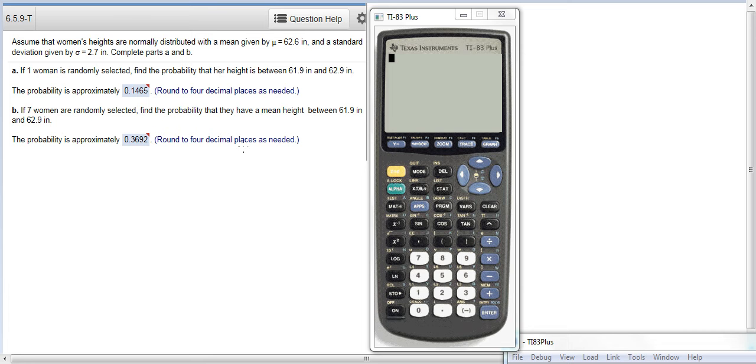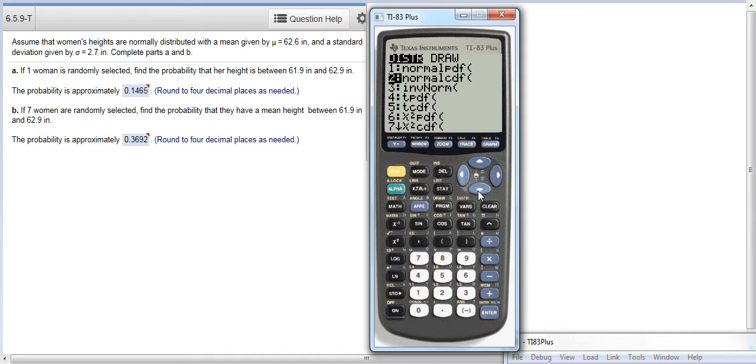Alright, this problem is most quickly answered in part A by using technology. Let me show you that first, and then I'll show you the manual way. So we're going to do second distribution, normal CDF.